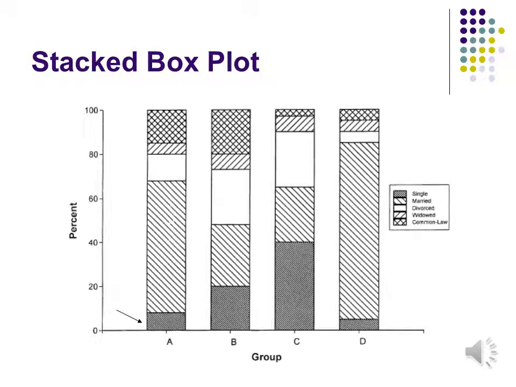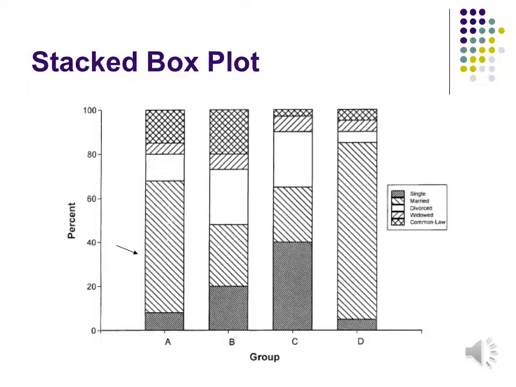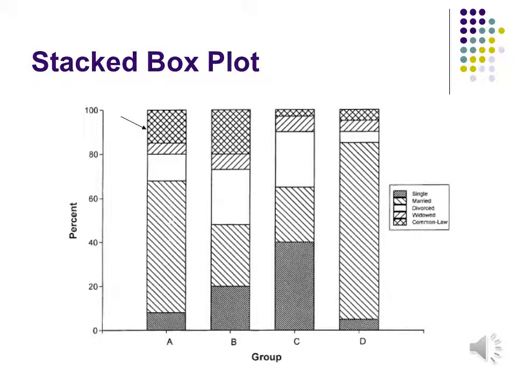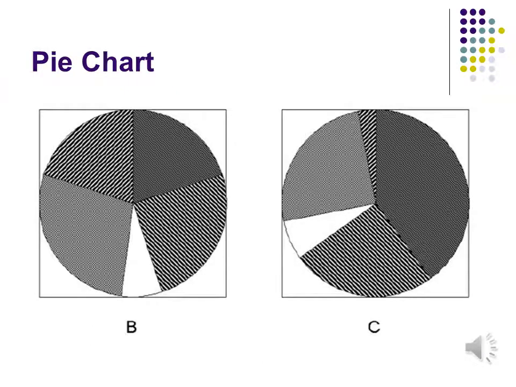So in group A, the number at the bottom is the proportion that is single. Above that is the proportion that's married, divorced, widowed, and common law marriages. So it gives you an idea of the makeup of the people in group A. Again, another way to look at the data. And pie charts you're probably very familiar with as well.